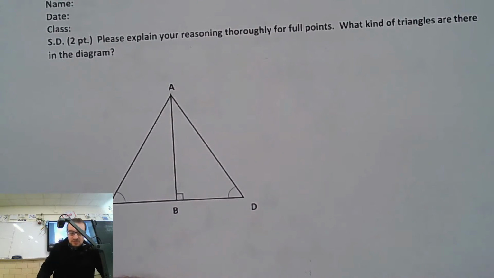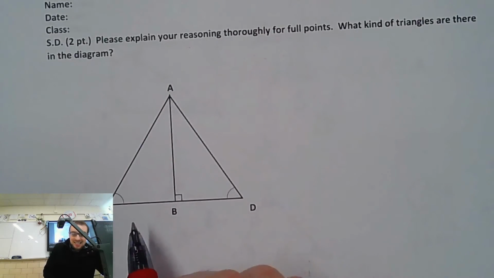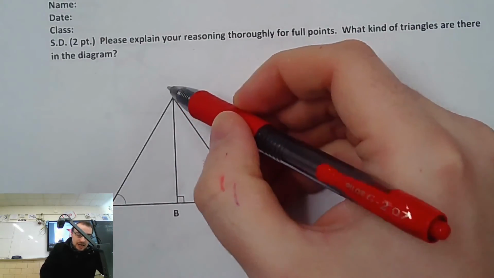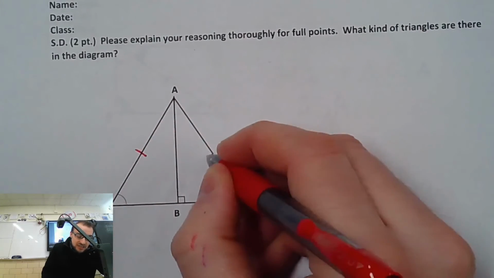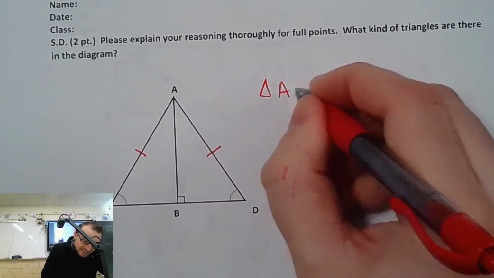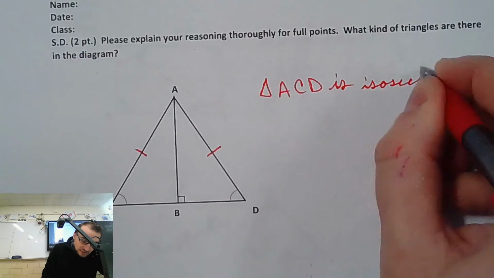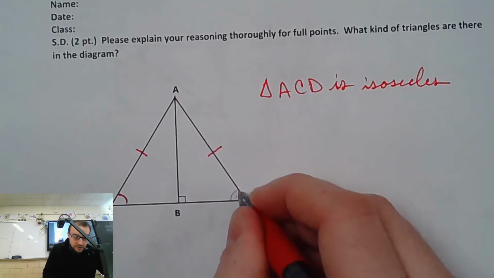All right, so for this problem, there are a couple ways to do it. One, because I know that this big triangle, ACD, has two shared angles here and here, I know that the opposite sides will be congruent as well. It turns out that triangle ACD is isosceles. And it's not because it looks like it, right? It's because these angles are shared.